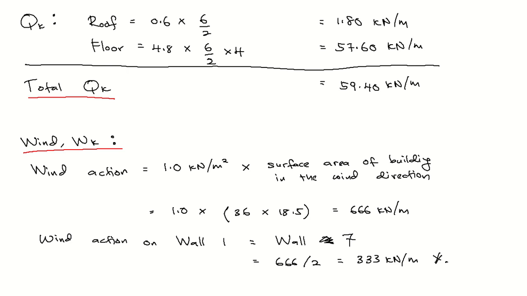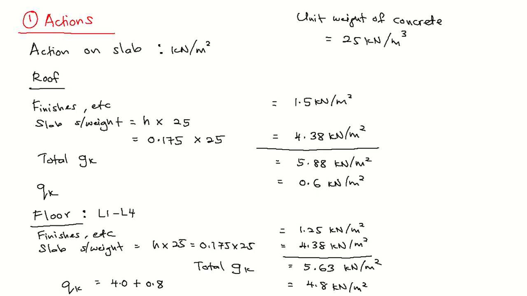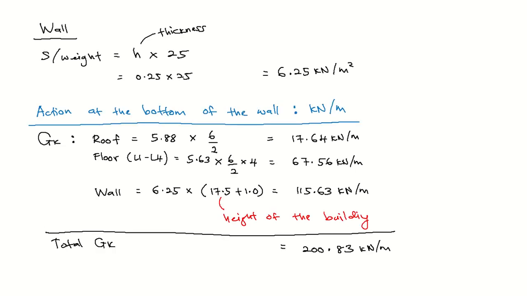So this is part 2 of the shear wall design to Eurocode. Last video we stopped here at the wind action. What we have done in part 1 is we just figured out what the actions are. We have the action on the slab, and we also found the action at the bottom of the wall.